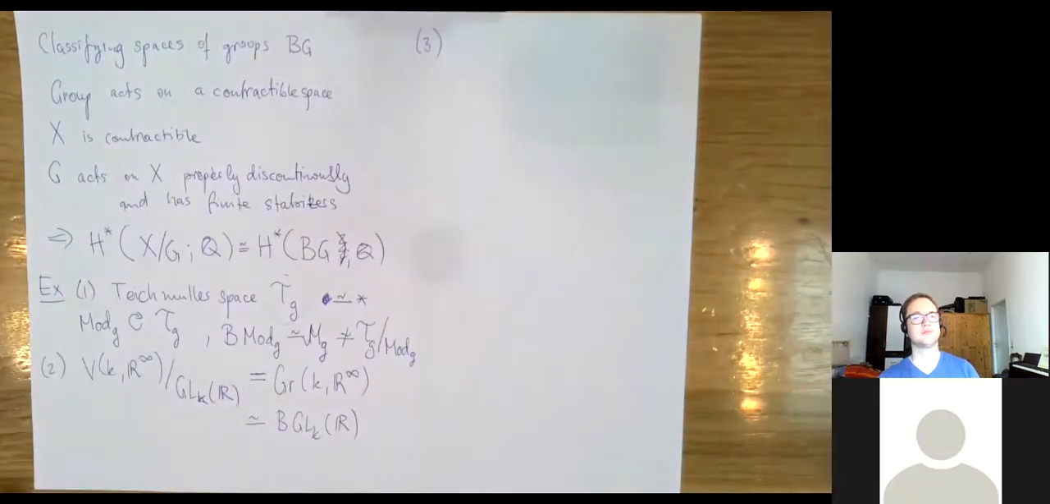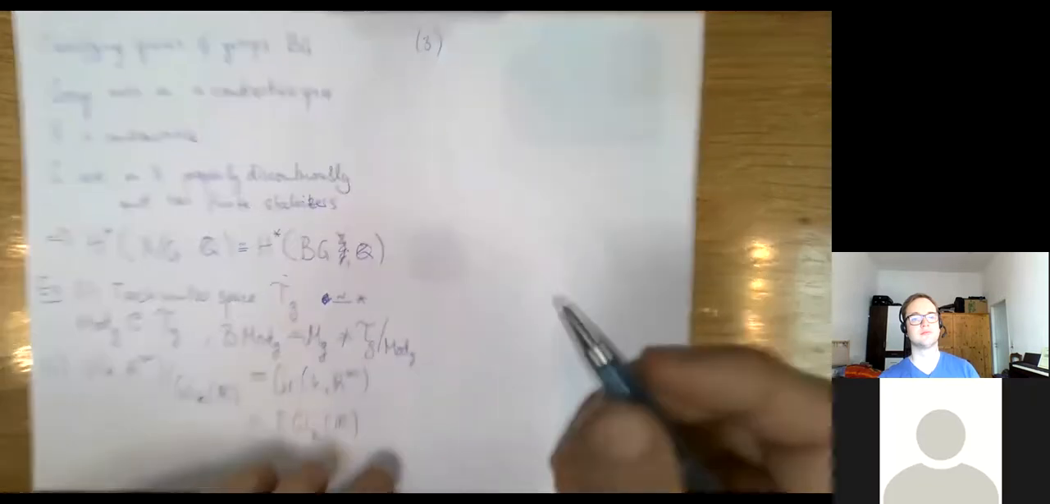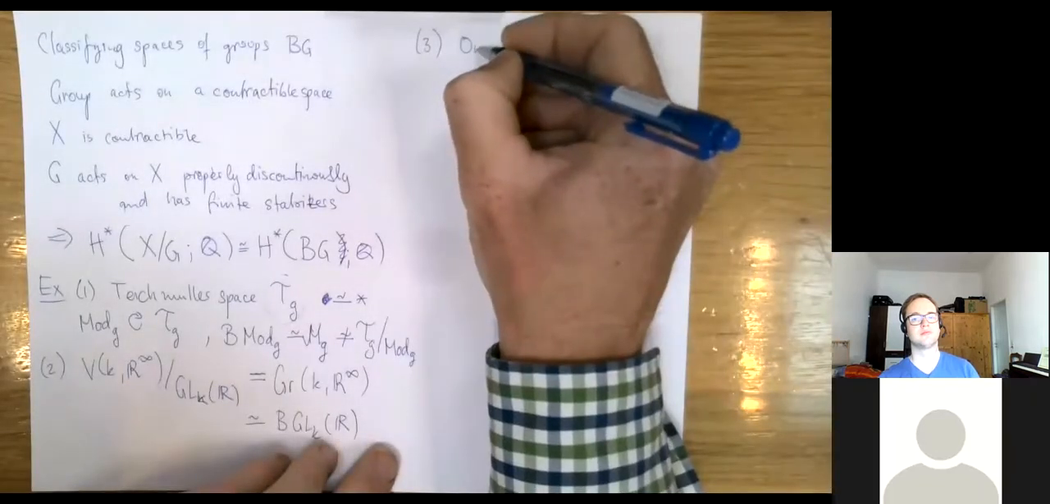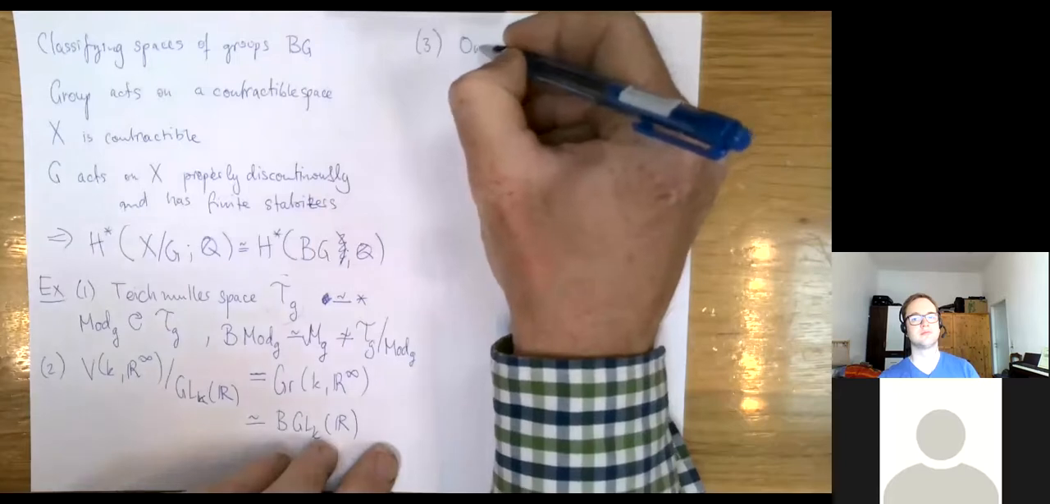Another example that's similar to the Teichmüller space is Culler-Vogtmann's outer space.